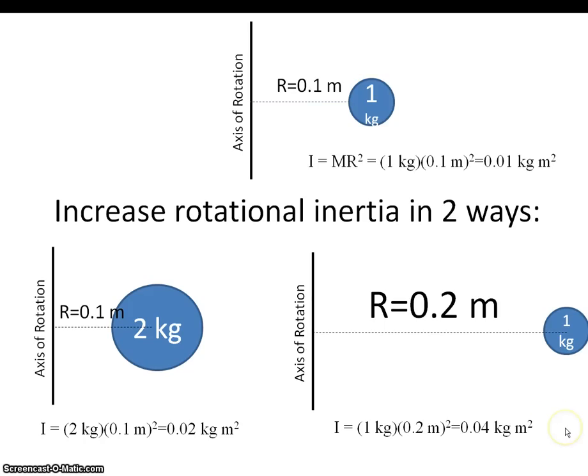And this is something we'll want to keep in mind. And of course you can do both at the same time. You can increase both mass and the distance from the center, and that will have even a greater effect.